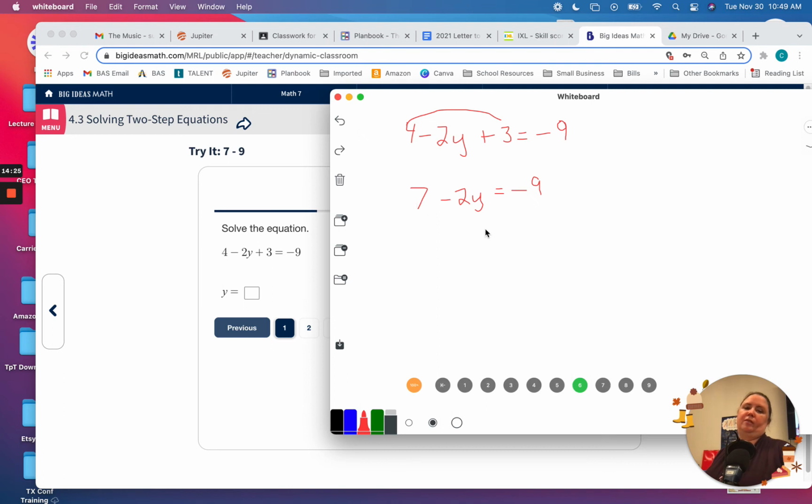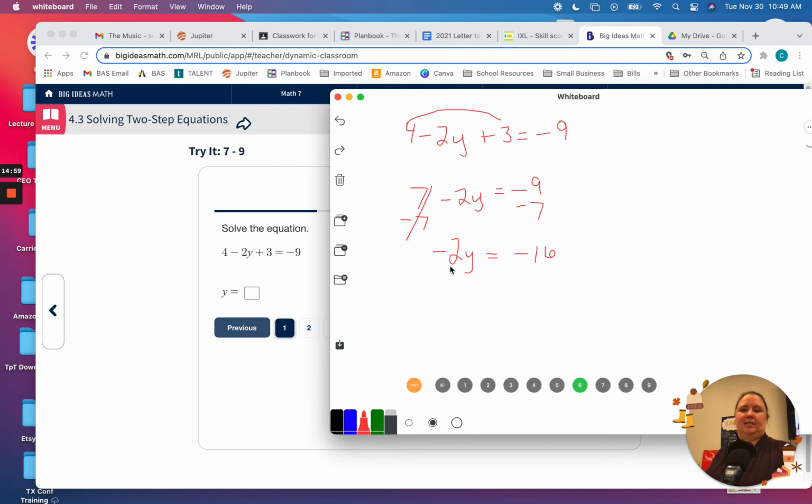Why do I move the 7 first, not the negative 2? Because this is attached to the variable, so you have to do division. This one's not attached. He's all by himself. So we just do addition or subtraction. Is he a positive or negative 7? So we're going to subtract, because we do the opposite. So minus 7. So those cancel. I'm left with negative 2y. What is negative 9 minus 7? Negative 16. Very good.